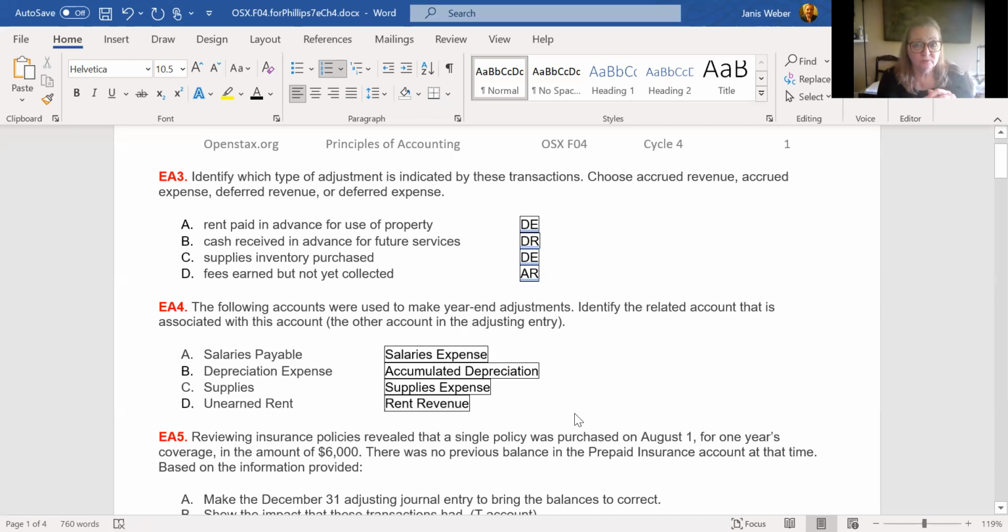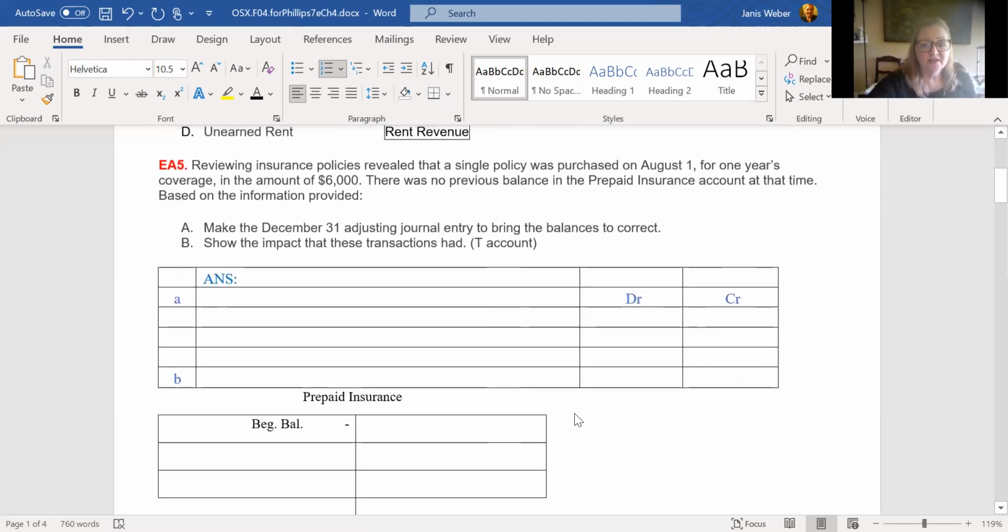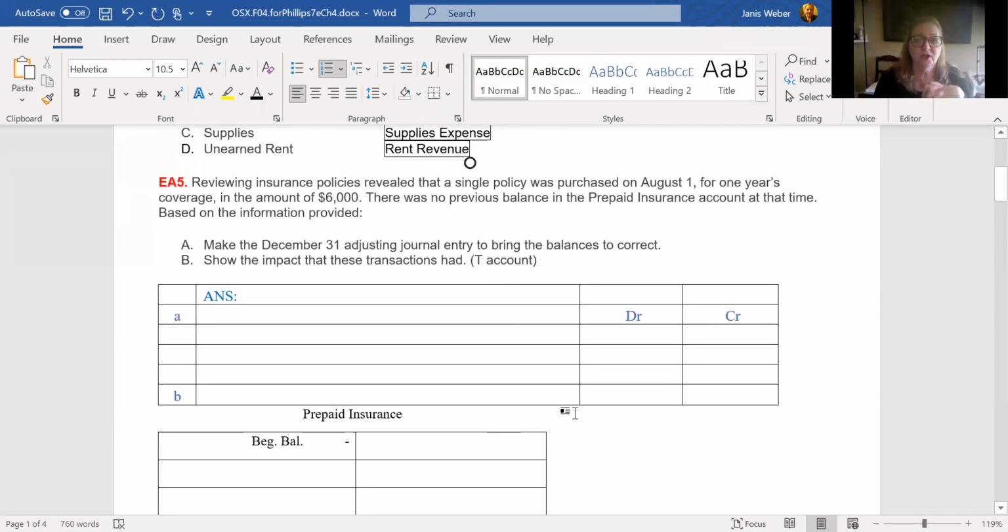So rent revenue. Okay, now EA5, this is asking for some journal entries. Reviewing the insurance policy revealed that a single policy was purchased on August 1st for 1 year's coverage in the amount of $6,000. There were no previous balances in the prepaid insurance account at that time. Based on that information, make the December 31st adjusting journal entry to bring the balances to correct and show the impact that these transactions had in a T account.